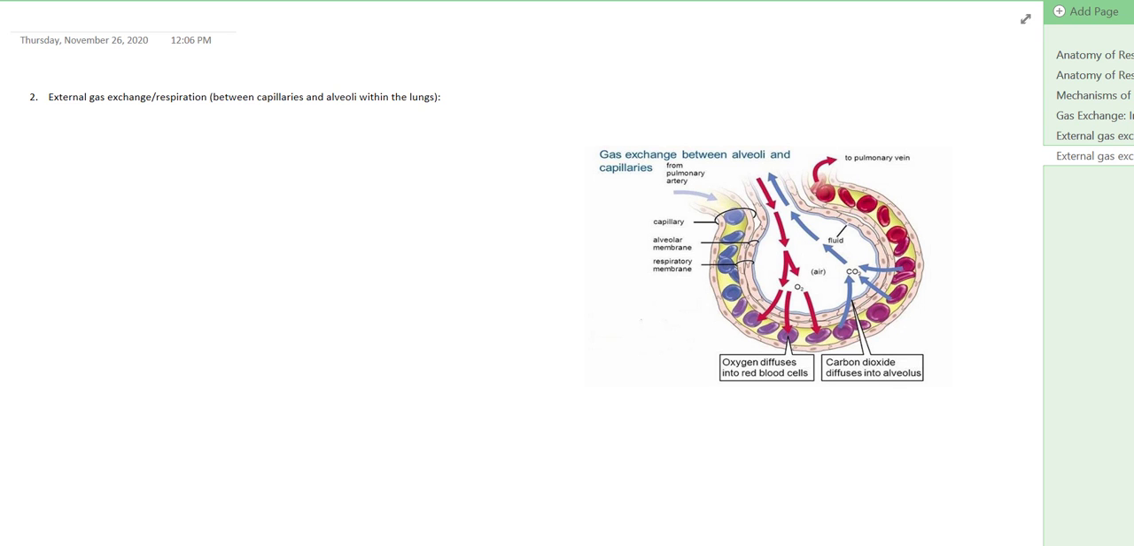So the same reactions of internal respiration take place in reverse.